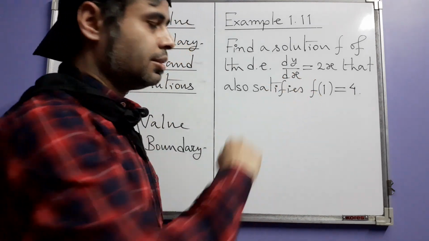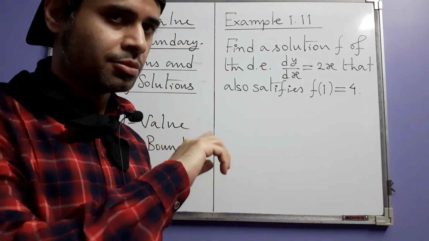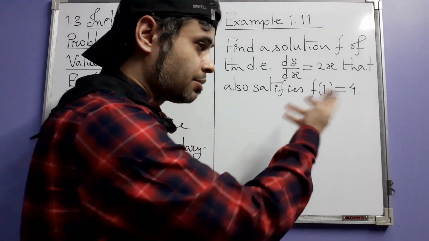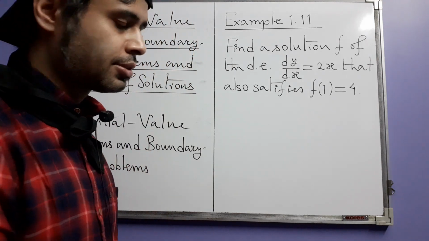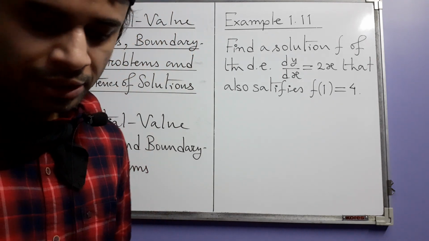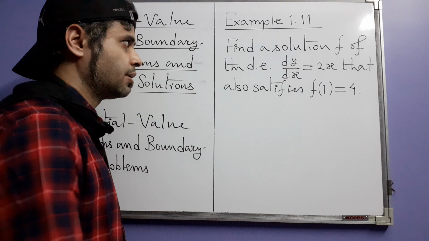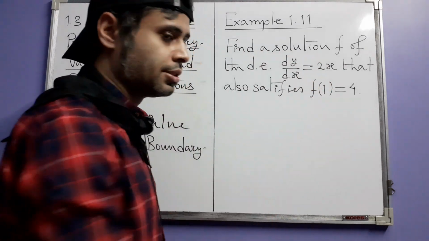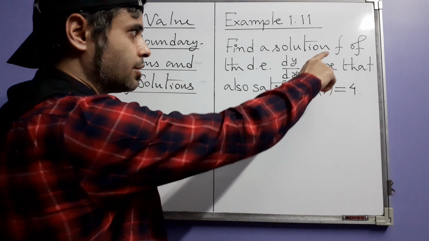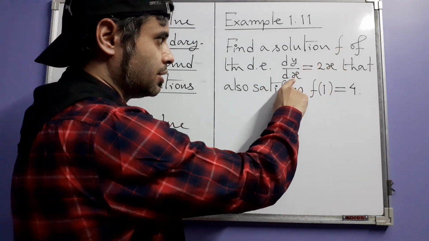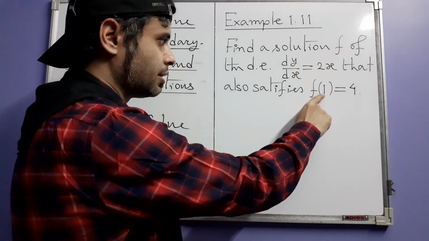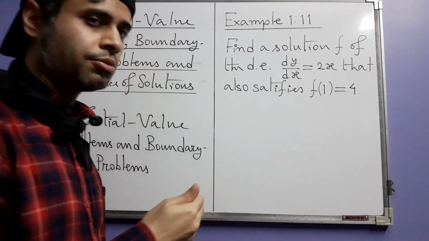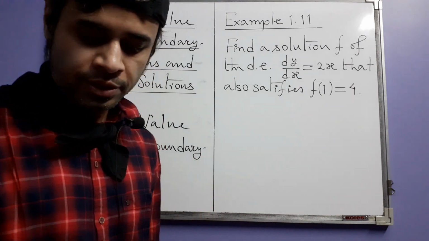We have already seen this differential equation before. But what about this extra condition? Let's see. What we are requiring here is a solution to this differential equation that also satisfies this extra condition. That means it should be a function f which satisfies the differential equation and its value at the input 1 should be equal to 4.